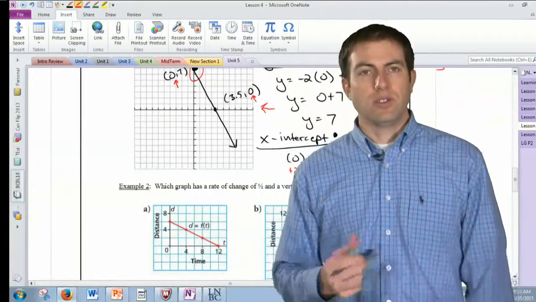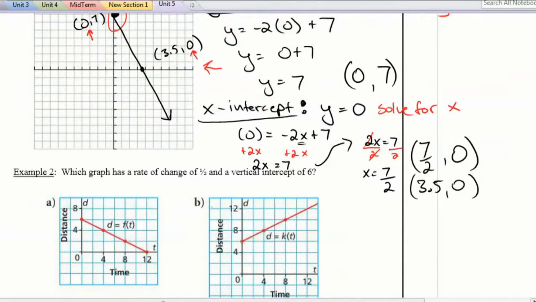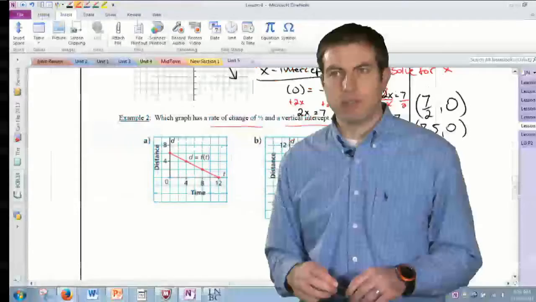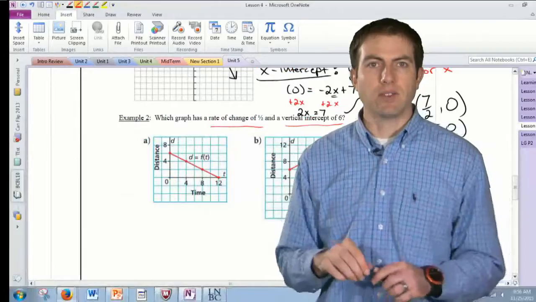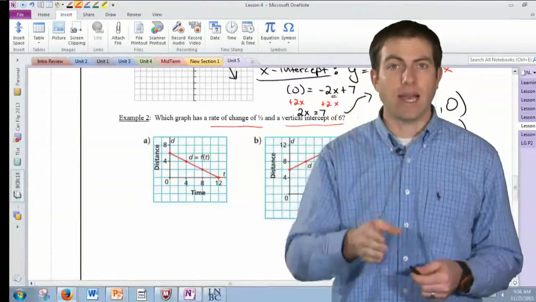Example number 2 gives us 2 graphs, and it says the rate of change is 1/2, and the vertical intercept is 6. Which graph represents this sort of thing that we're describing here? All right, so when it says the rate of change of 1/2 and the vertical intercept of 6, rate of change may be a bit more difficult to visualize on a graph. So let's go for the vertical intercept. So where it crosses the vertical axis.